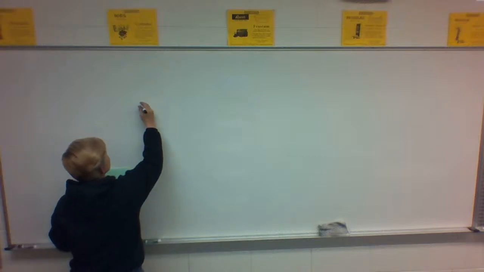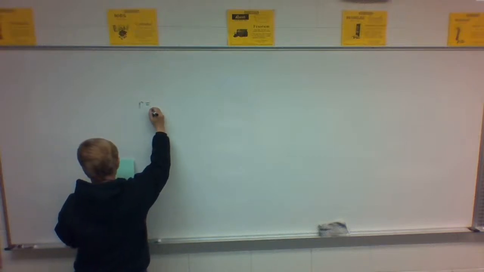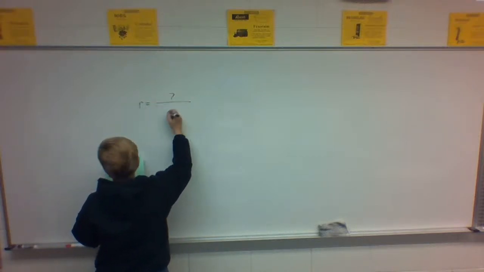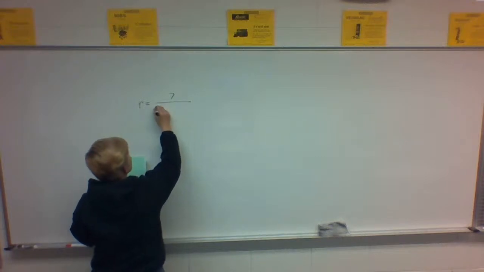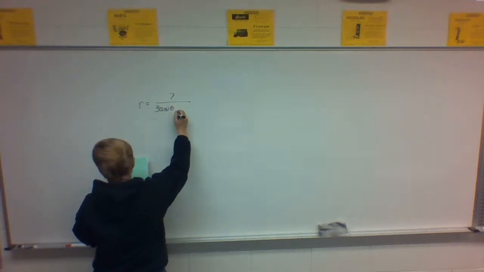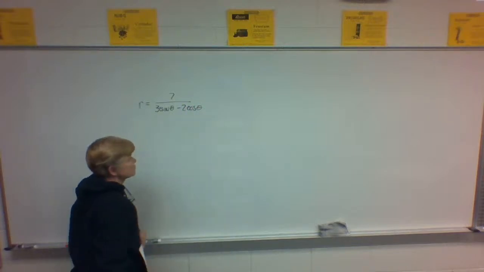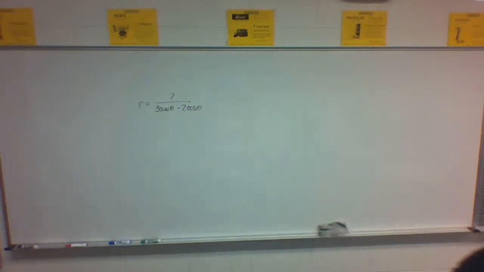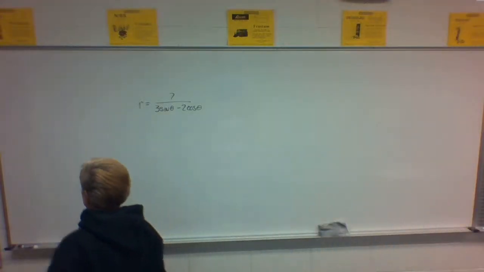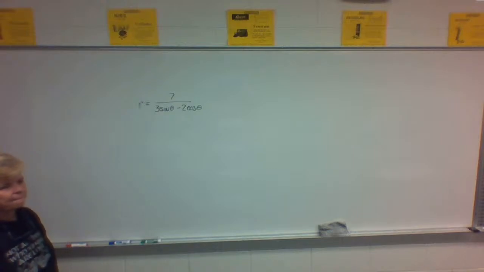It's something like this. r equals 7 over 3 sine theta minus 2 cosine theta. So it gives you an equation like this, and it says, find the rectangular equivalent of this. That means when you're done, you better have x's and y's, not r's and thetas. What do your instincts tell you?